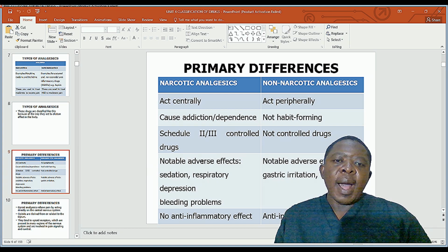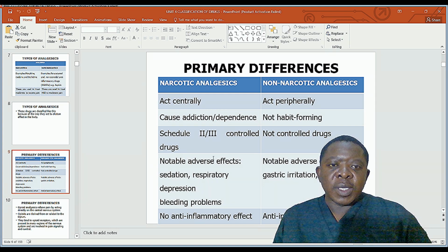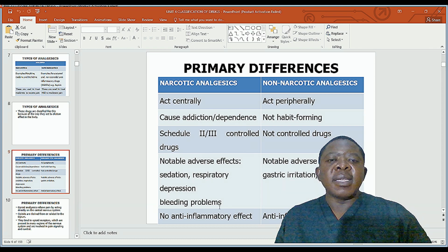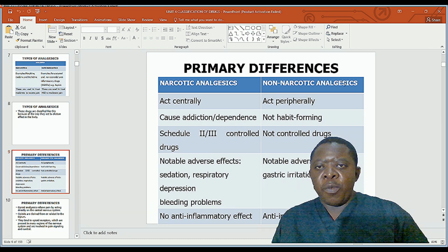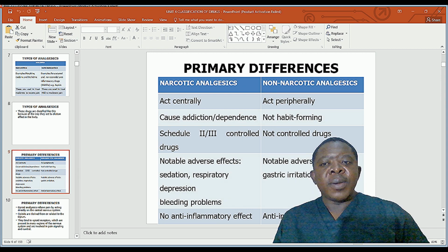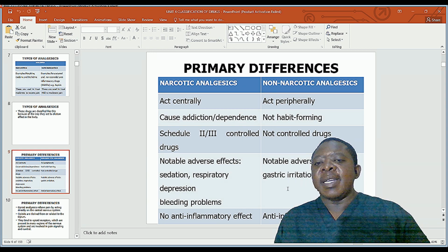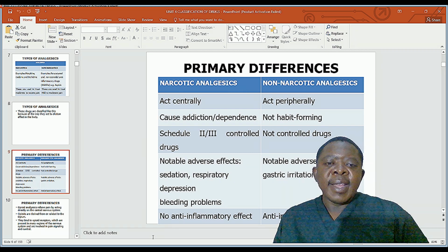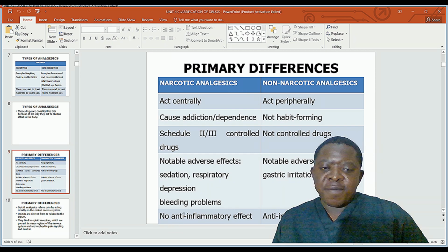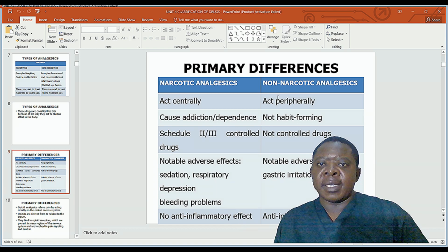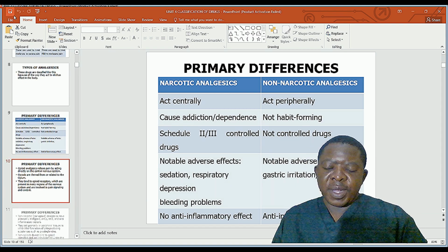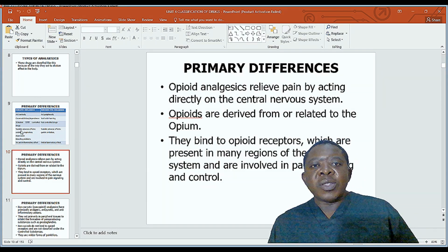Notable adverse effects amongst narcotic analgesia include sedation, respiratory depression, and breathing problems. When we talk of non-narcotic analgesia, notable adverse effects include gastric irritation. Narcotic analgesia have no anti-inflammatory effect. Non-narcotics have anti-inflammatory effect. So those were the primary differences.